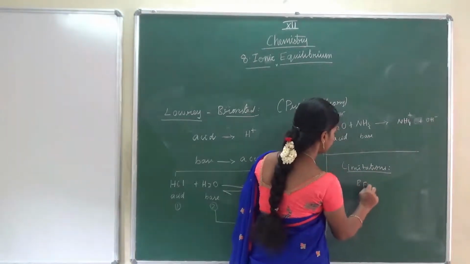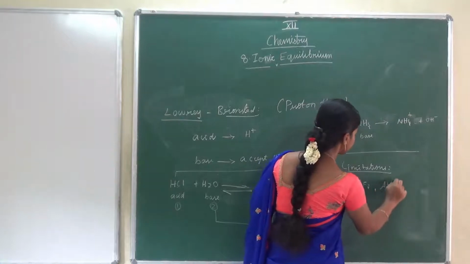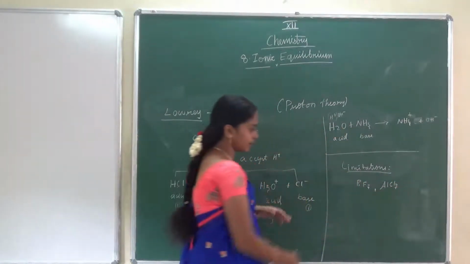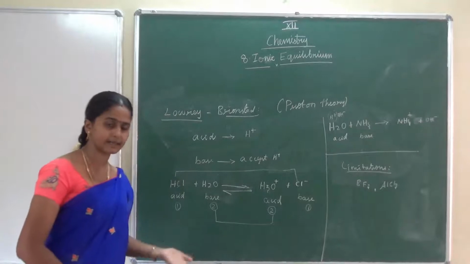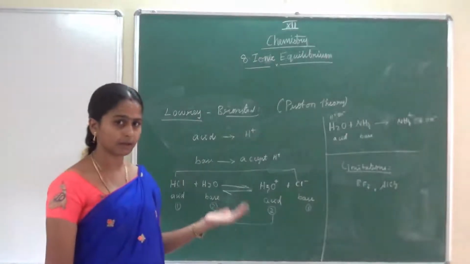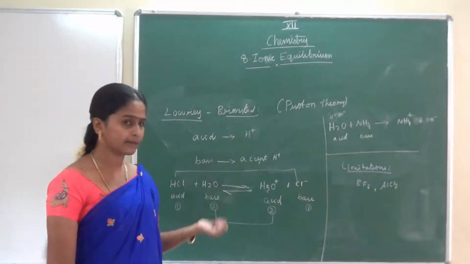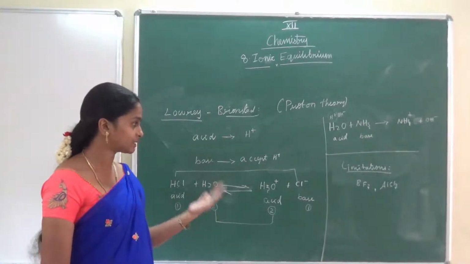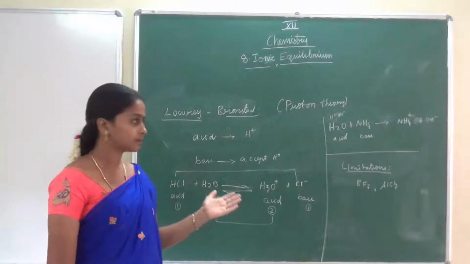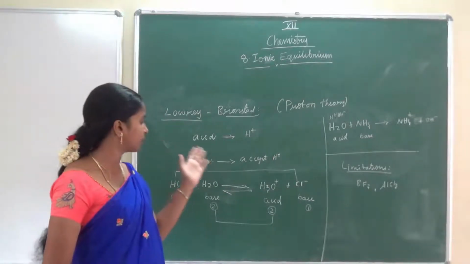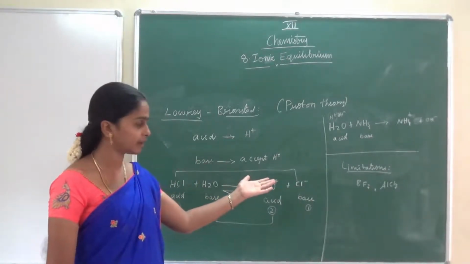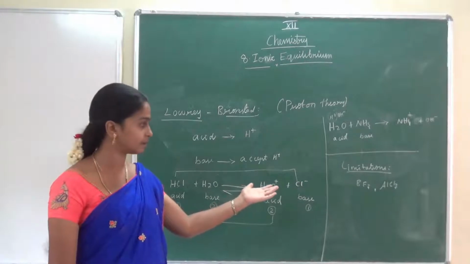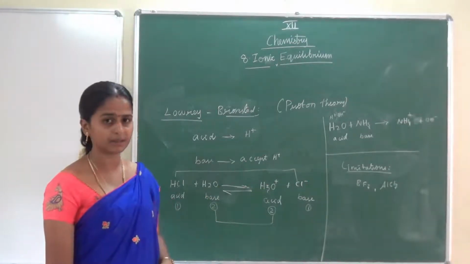BF3 and AlCl3. These compounds can act as acids. In organic chemistry we say they are acids, but they do not have any H plus. If they have H plus only, they can release it, isn't it? So according to Lowry-Bronsted, it is not an acid. So that is the limitation.